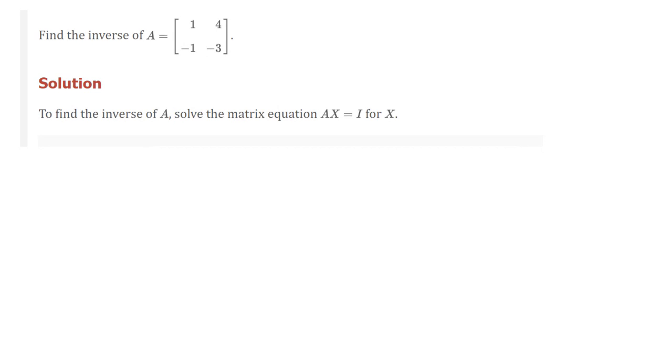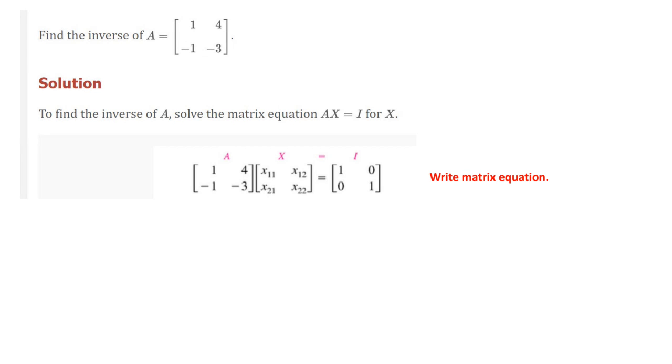So what we're going to do is we're going to write our matrix. We're going to have our A, which is what the problem is. And then we're going to attach this X matrix. And the X matrix is going to be made up of X11, X12, X21, X22, where the subscripts are only identifying the location of a number. So for example, X11 means that that's the first row, first column. And then on the right side is going to be your identity matrix.